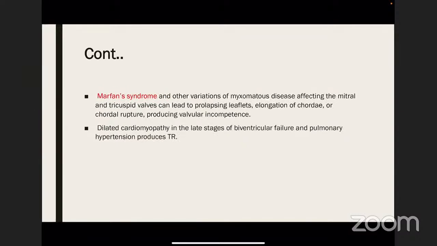Marfan syndrome and other variations of myxomatous disease affecting the mitral and tricuspid valves can lead to prolapsing leaflets, elongation of chordae, and chordal rupture, producing valvular incompetence. Dilated cardiomyopathy in the late stage of biventricular failure and pulmonary hypertension produces TR.